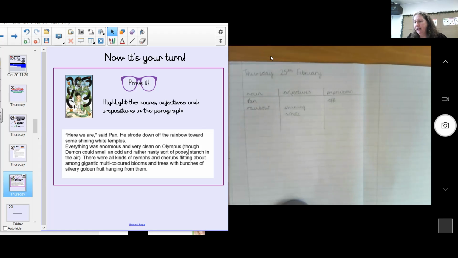Okay, so what I look forward to is receiving all of this. You know your job, you're going to prove it to me that you know nouns, adjectives and prepositions. Okay, I look forward to seeing those, whether it's sending the sheet back with it highlighted or whether it being a photo of your book.